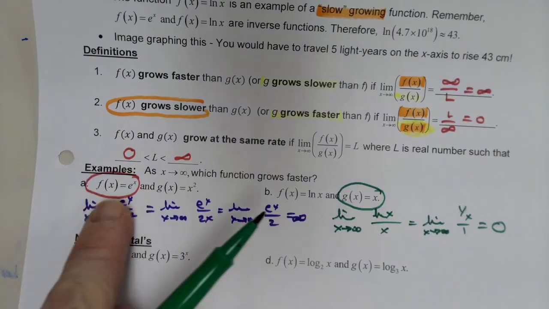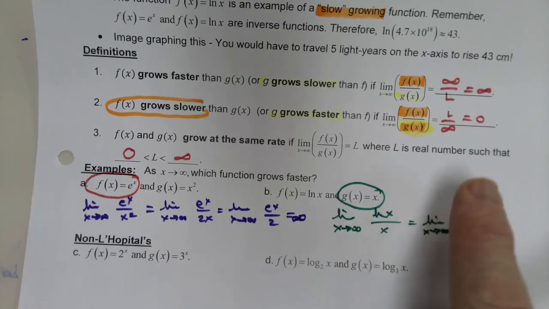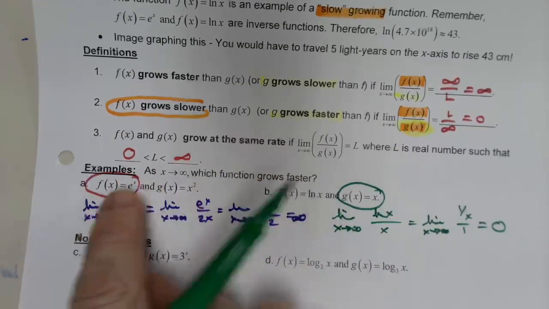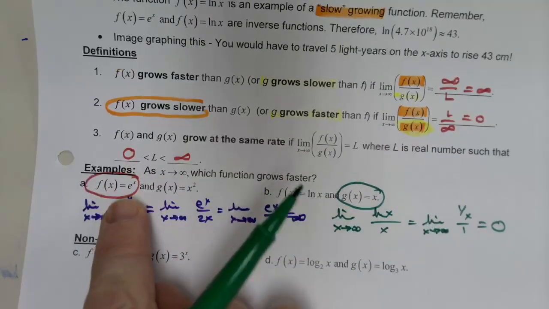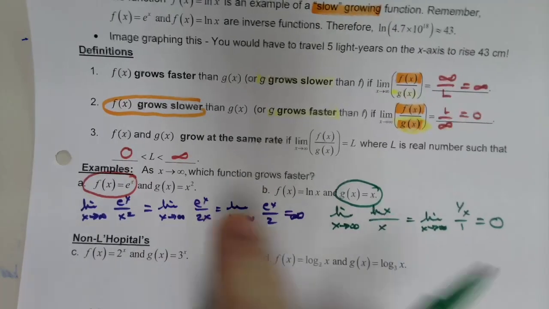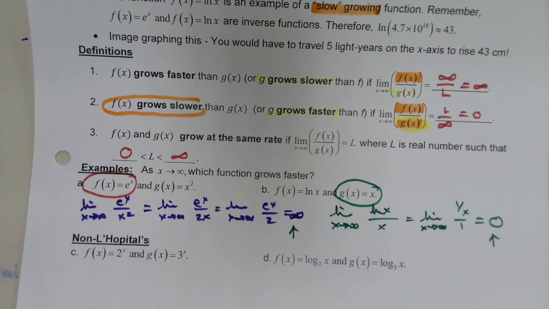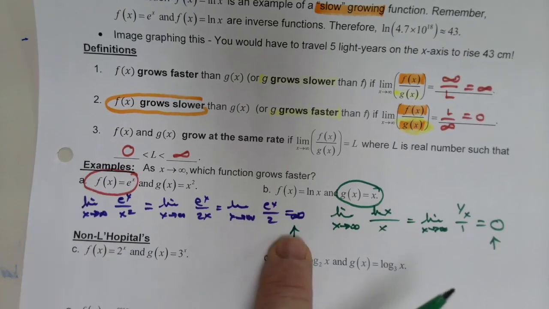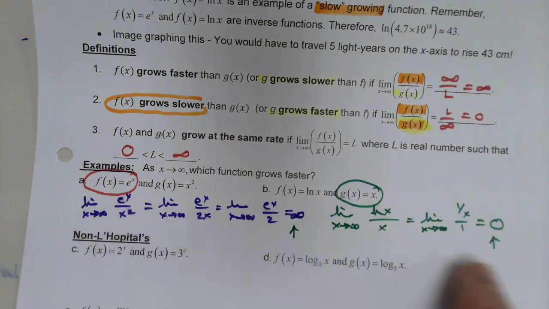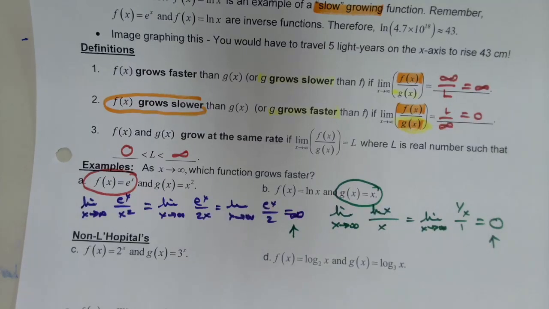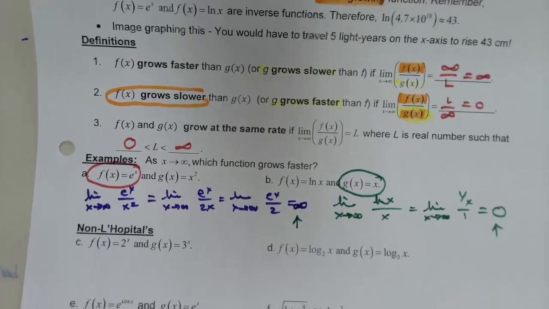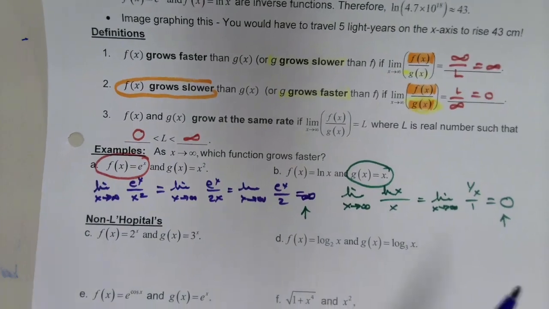So, again, this is a quick little example of, hey, if I'm comparing which one grows faster and which one goes slower, I just write it as a rational function and look to see if I go to infinity or 0. If we go to infinity, numerator faster. If we go to 0, denominator is faster. Okay? So let's take a look here at these.